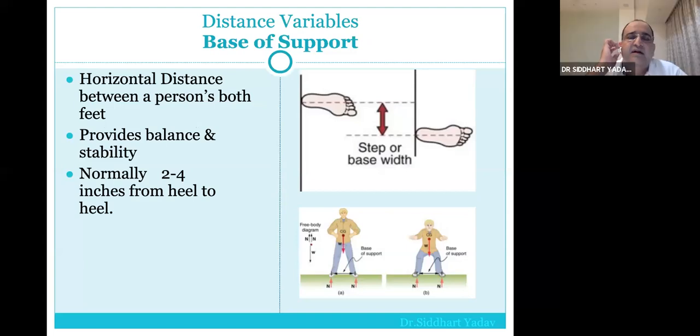Now the distance variables will start with base of support. What is base of support? Base of support is basically the horizontal distance between both the feet, and it provides balance and stability. Normally the base of support is 2 to 4 inches. Base of support can be increased or decreased in physiological conditions. When a child is small, to balance, they increase their base of support. And when we need more stability, like lifting heavy weight, or when we are at an uneven place, we increase our base. It can be decreased, for example, in a catwalk, where they try to narrow it down.